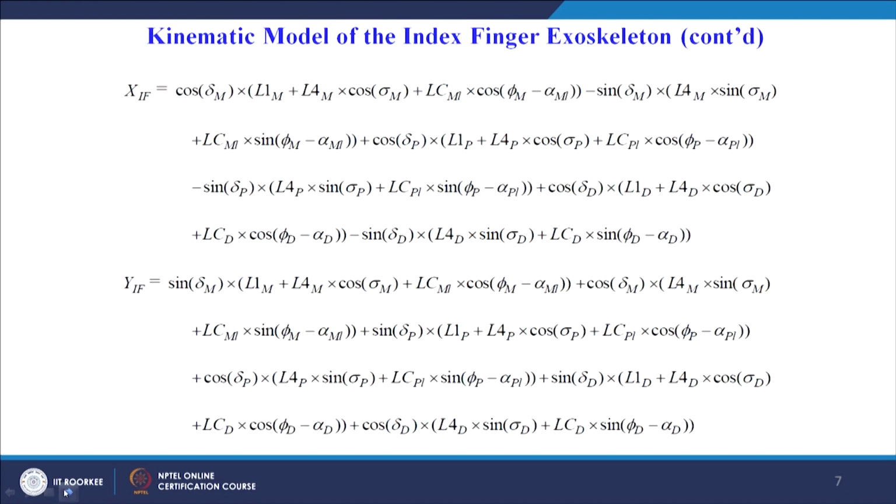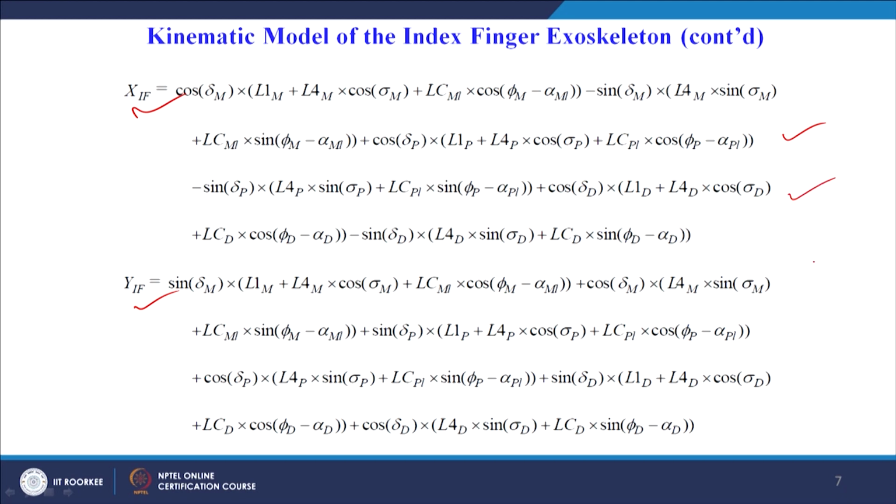Then we come to the kinematic equations, the forward kinematic equation defining the end effector tip, that is the index finger tip positions xif and yif, which is the index finger's tip trajectory equation. It is a function of the joint variables theta p, the proximal phalanx joint angle, theta m, the middle phalanx joint angle, and theta d, the generalized coordinate of the distal phalanx 4 bar.